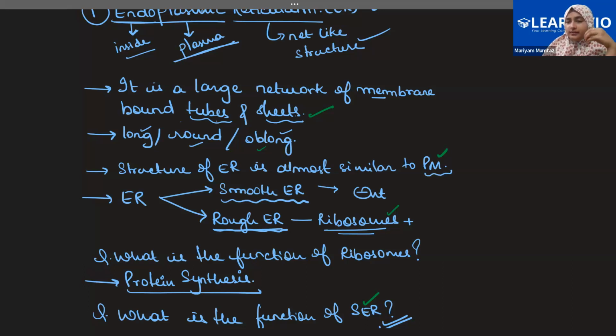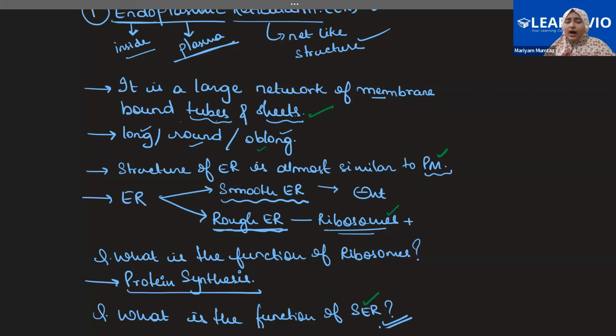Okay, it is almost similar to the plasma membrane. Now, the endoplasmic reticulum can be of two types. One is smooth endoplasmic reticulum and one is rough endoplasmic reticulum. Now, this smooth and rough is with respect to the appearance. How does it appear to us when we see it? So, the smooth endoplasmic reticulum gives a smooth appearance. And if anything is rough, you feel it, right? So, the rough endoplasmic reticulum gives a rough appearance.